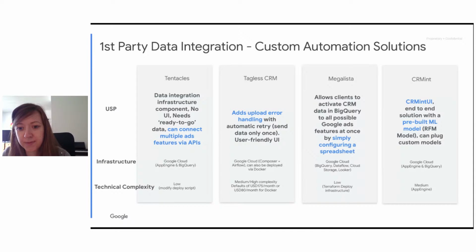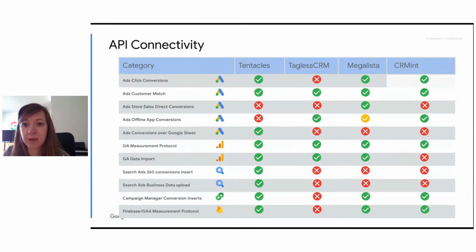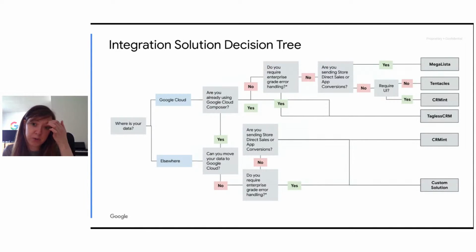And finally, CRM Mint is our general purpose ETL tool with a UI. It is an easily extensible software framework built on GCP project and App Engine. The technical complexity should be rather low with Tentacles and Megalista, and medium for Tagless CRM and CRM Mint. We also summarize the API connectivity here for you, and we'll share this with the deck afterwards. We also built a decision tree for you to help you assess a solution based on the infrastructure.